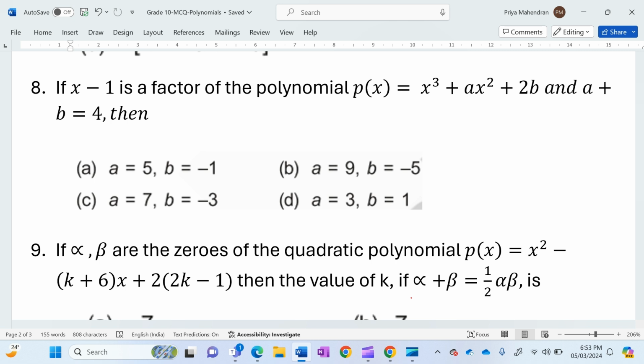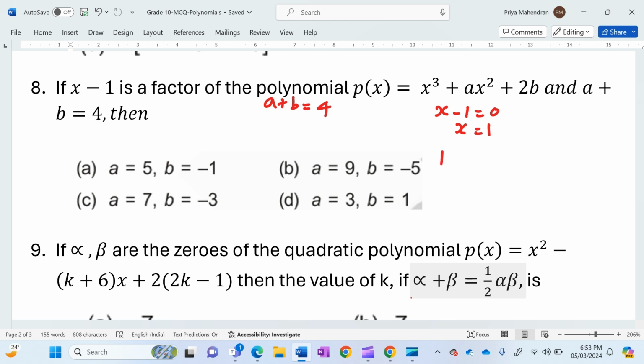Question number 8. If x minus 1 is a factor of the polynomial p of x equal to x cube plus ax square plus 2b, and they have given a plus b is equal to 4, then I need to find the values of a and b separately. So if I say x minus 1 is a factor of the polynomial, I have to equate that factor to 0 so that I will get the value of x. So x is 1, isn't it?